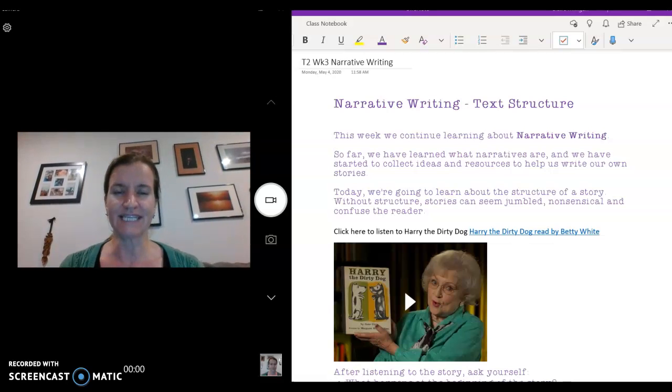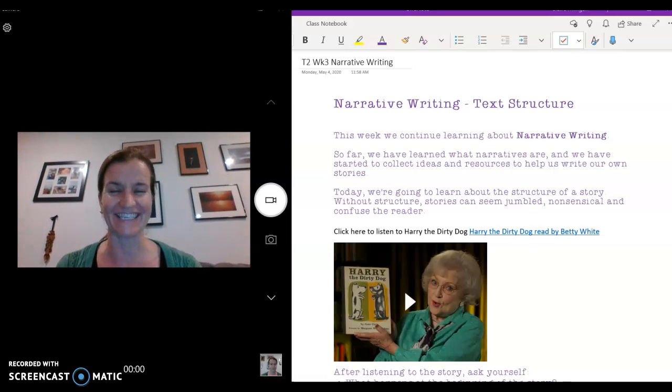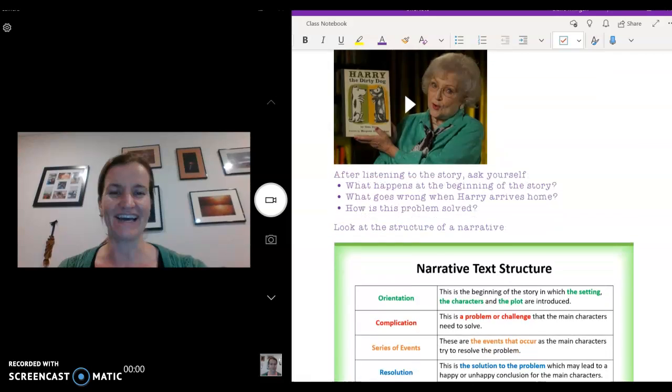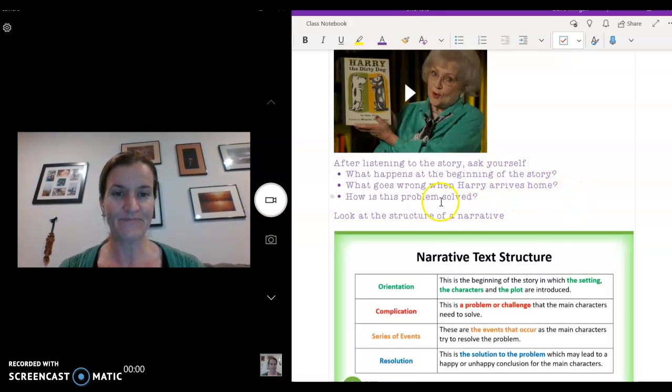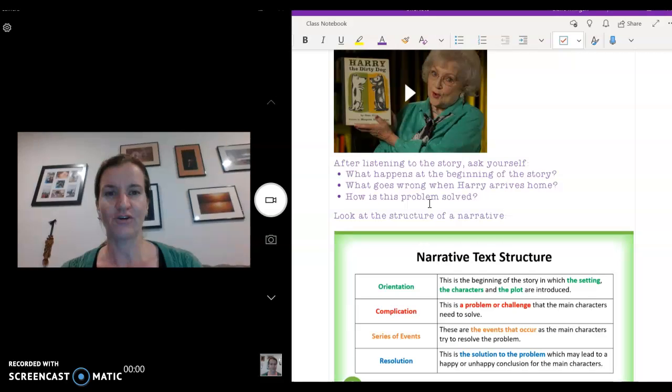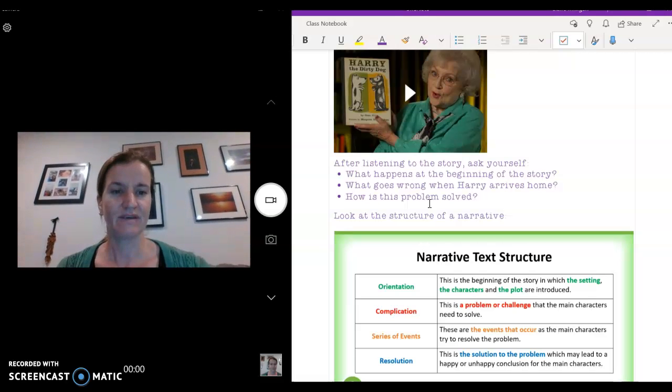So to start off with today, you're going to watch a video of Betty White reading the story Harry the Dirty Dog. After you've done that, we'd like you to ask yourself the following questions. What happened at the beginning of the story? What goes wrong when Harry arrives home? And how is this problem solved? So start to think about what was the structure of Harry the Dirty Dog.